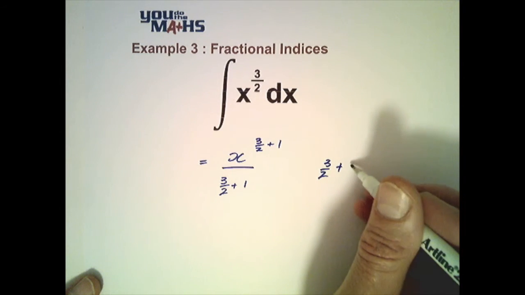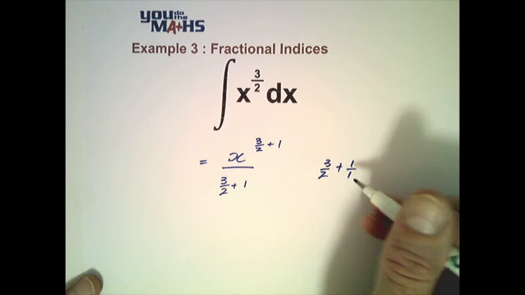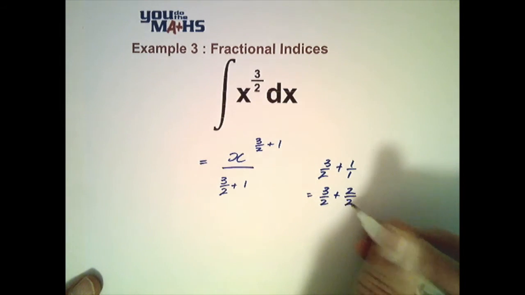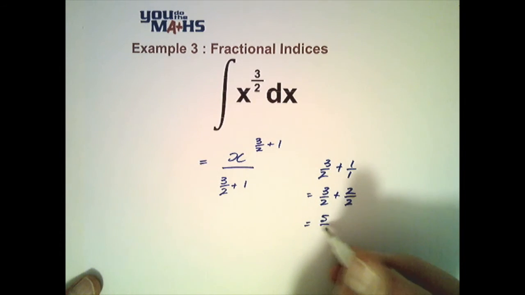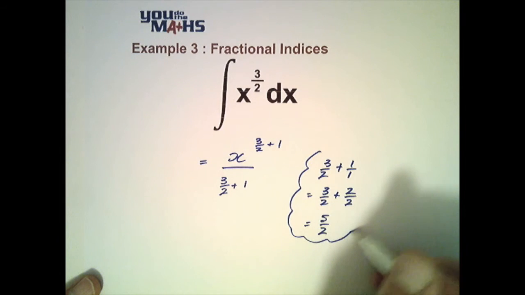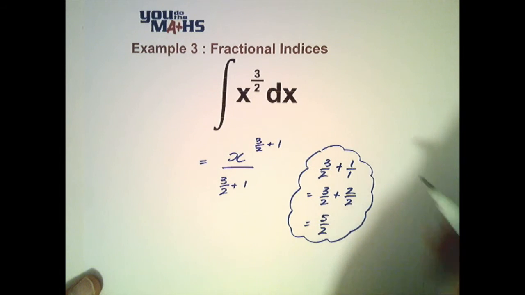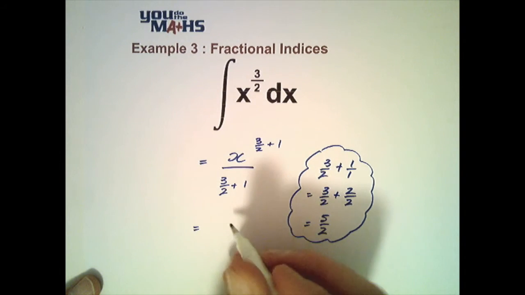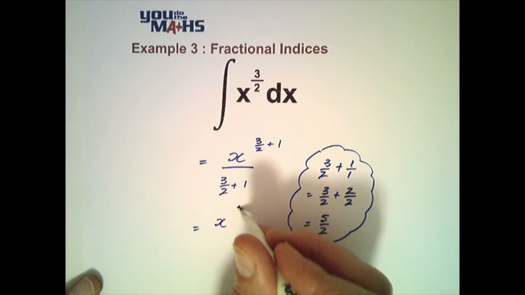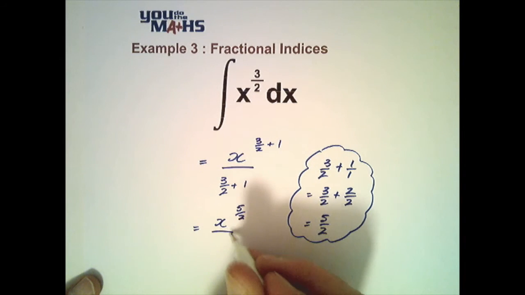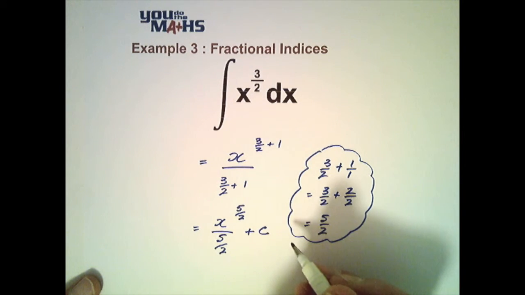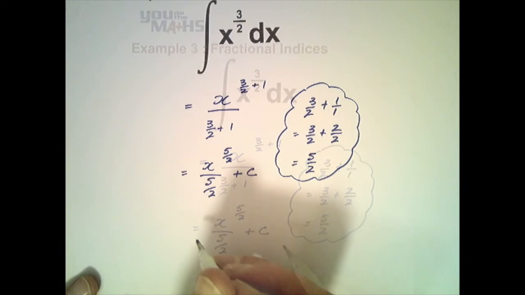So adding 1 is the same as putting that as a fraction, 1 over 1. We need common denominators, so our second fraction becomes 2 over 2, and adding the numerators we get a result of 5 over 2. So we'll just put this work to the side to help us work out the new index. And our solution becomes x to the power 5 on 2 divided by that new power, which is 5 on 2, plus a constant, of course, for an indefinite integral.